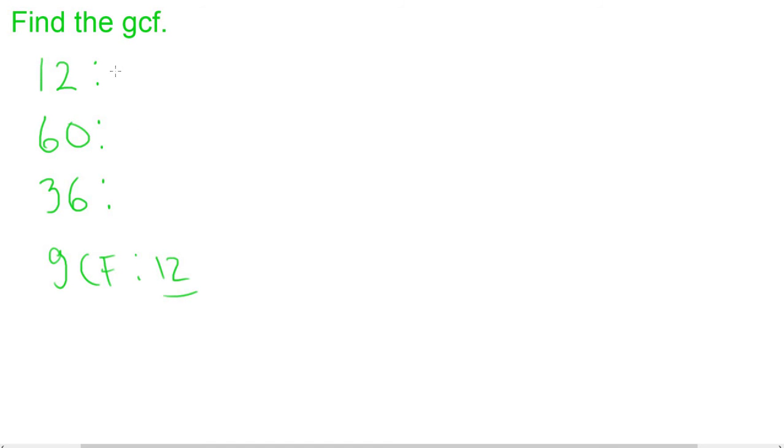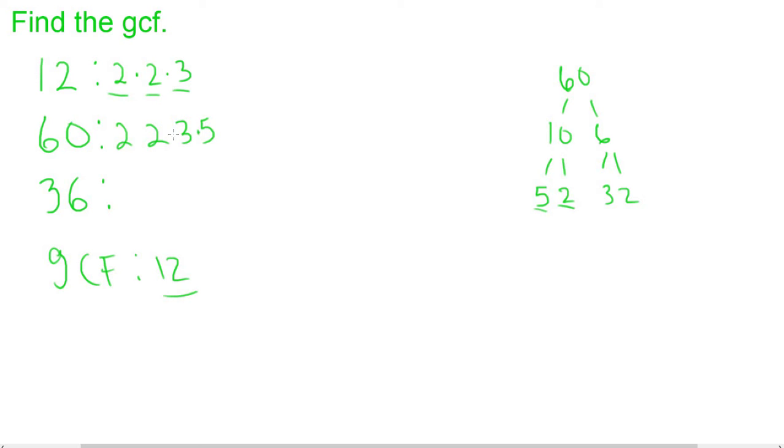The prime numbers that go into 12 are 4 times 3, which is 2 times 2 times 3. These are all prime numbers. For 60, let's look at a factor tree. 60 is 10 times 6. 10 breaks down into 5 times 2. These are prime numbers. And 6 breaks down into 3 times 2. So the prime factorization of 60 is 2 times 2 times 3 times 5.